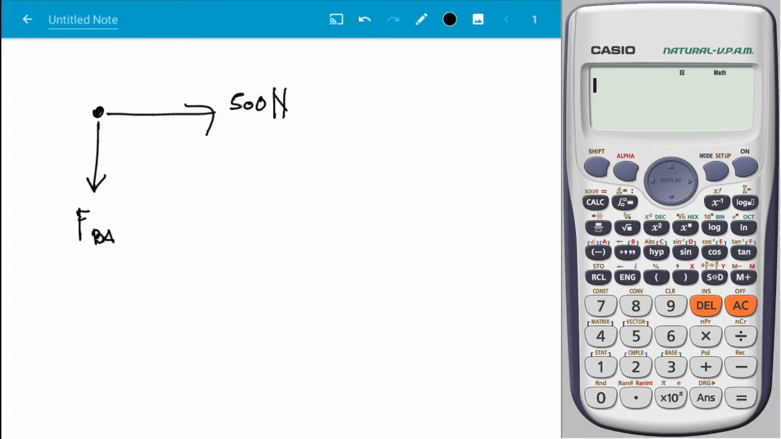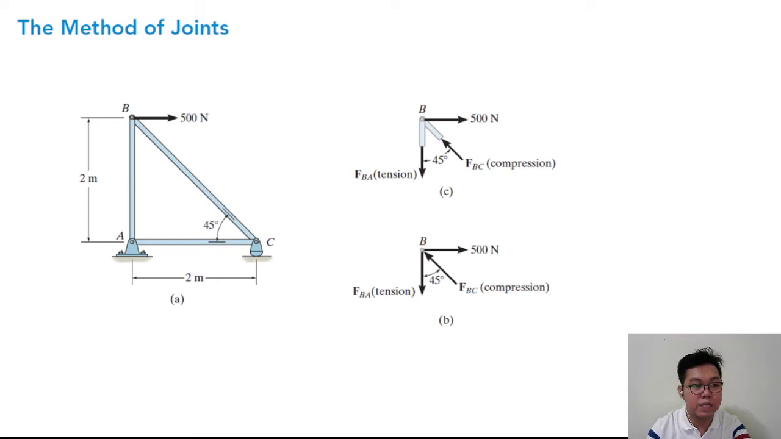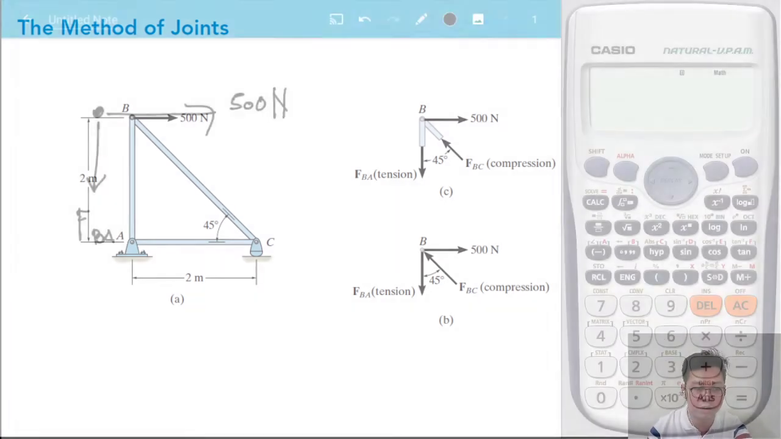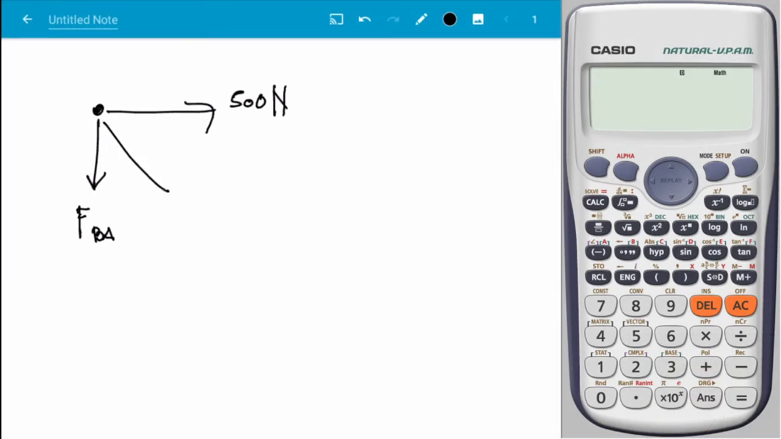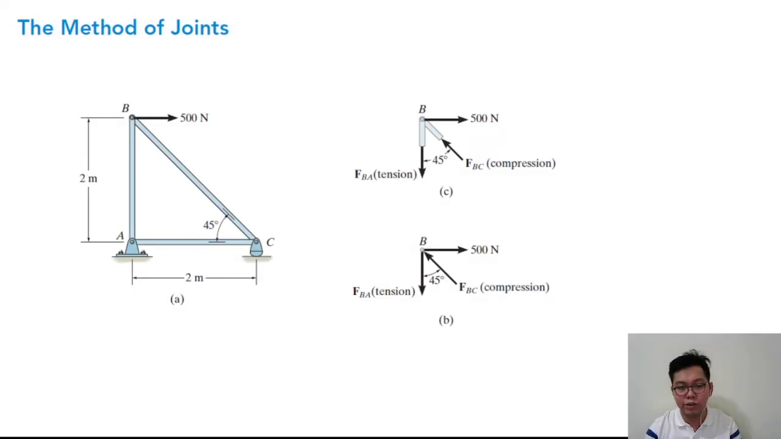So, this is the FBA. And then, likewise, yung FBC natin, guys, is going away from our body or away from our joint. So, parang ganito din. This is our FBC. Okay? So, for now, yan lang muna. Assumptions nyo yan. Now, anyway, guys, walang problema kasi later on, if negative ang sagutin nyo, therefore, mali lang yung assumption ninyo. Okay? So, ibig sabihin, instead of tension, compression.